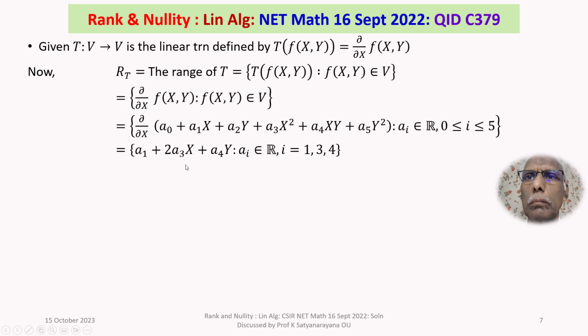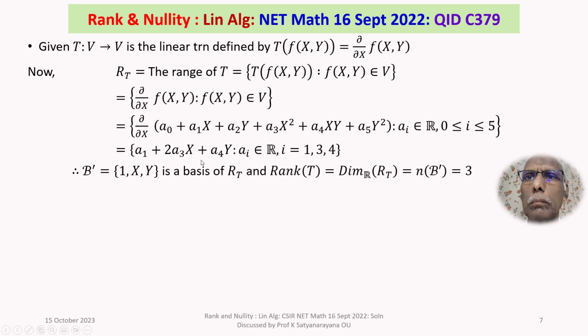So now the range of T is generated by 1, x, y, and that will be the basis for R(T). So B' is the set consisting of 1, x, y, and it is a basis. Why? The range is the linear span of 1, x, y, and they are linearly independent. Therefore, it's a basis for R(T). Therefore, the rank of T is the dimension of the range, which equals the number of elements in a basis of R(T), that is B', which is equal to 3.